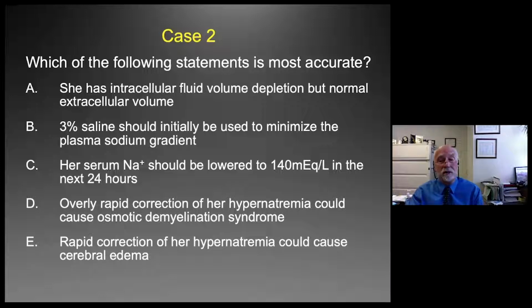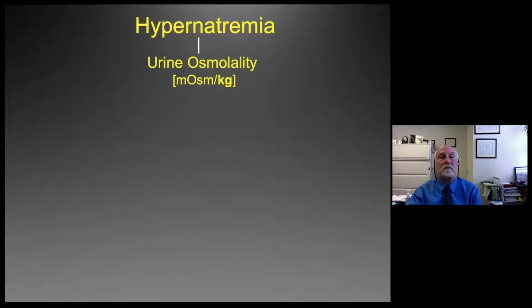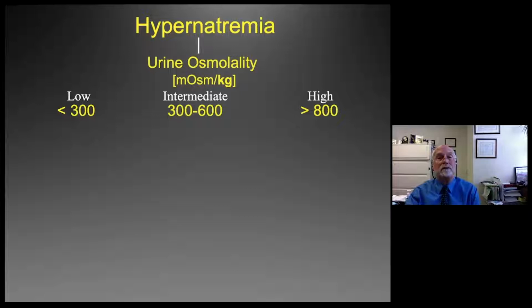This is a little bit of a tricky question and one that will be worth talking through. So the correct answer is that rapid correction of her hyponatremia could cause cerebral edema. So let's take a look and see how that occurs and why these other choices weren't the best. So you've seen this before. This is our hypernatremia and urine osmolality.